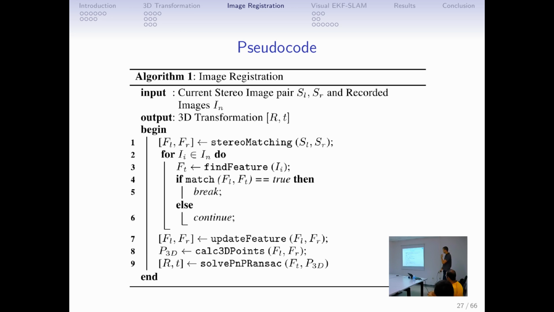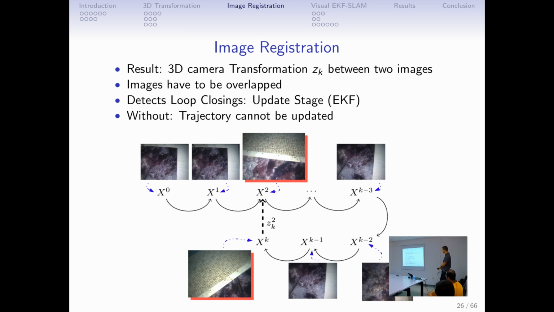Pseudocode. Just in short, we put our stereo images, left and right, into our algorithm, and all recorded images, IN, which are this, and so on, except for this one, of course. This is one of the stereo images. The output is a 3D transformation, which is mapping this image, or the camera of this image, in a 3-dimensional manner onto this, which is giving us this relative displacement.